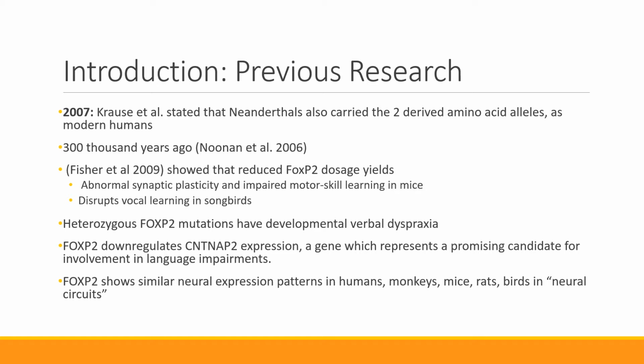And also, heterozygous foxp2 mutations have been known to cause developmental verbal dyspraxia, and foxp2 downregulates the CNTNAP2 expression, which is a gene which represents a promising candidate for the involvement in language impairments. And this provides a key example of the foxp2 gene's regulatory function.